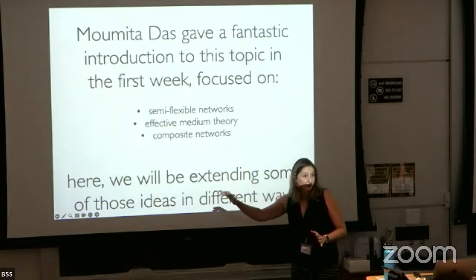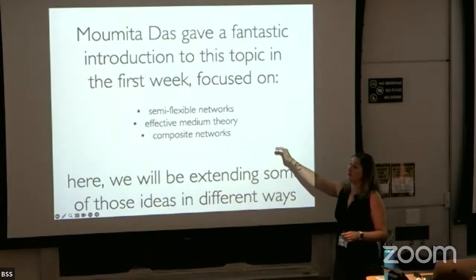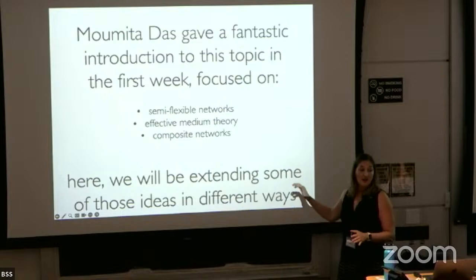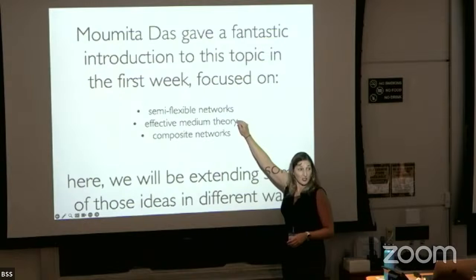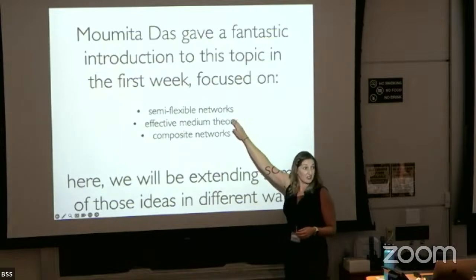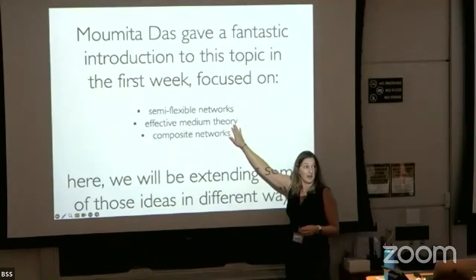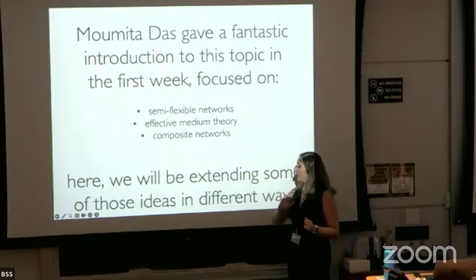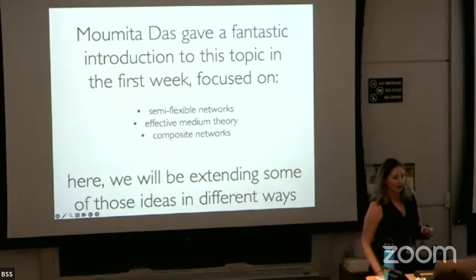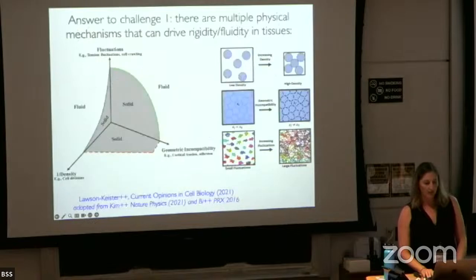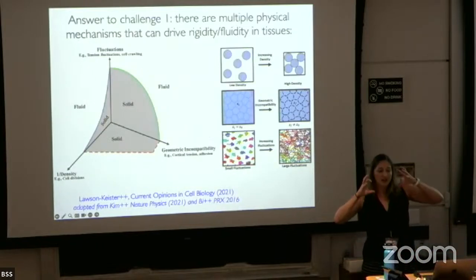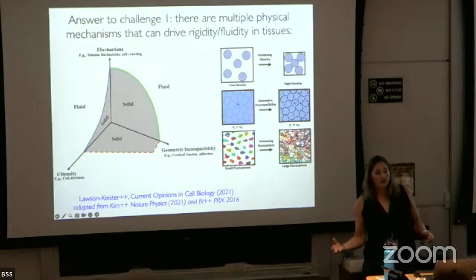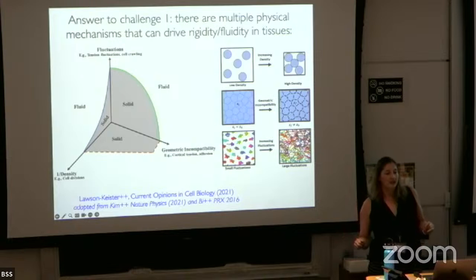And so I've reviewed her lectures, and what I'd like to do is build on them here in a slightly different way. Professor Doss focused on semi-flexible networks, and especially on effective medium theory as a way to solve those types of problems or make predictions, which is really cool, and composite networks. Here we're going to be extending those ideas in some different ways. It turns out that in biology, especially at the scale of tissues, there are multiple mechanisms that can drive rigidity and fluidity.